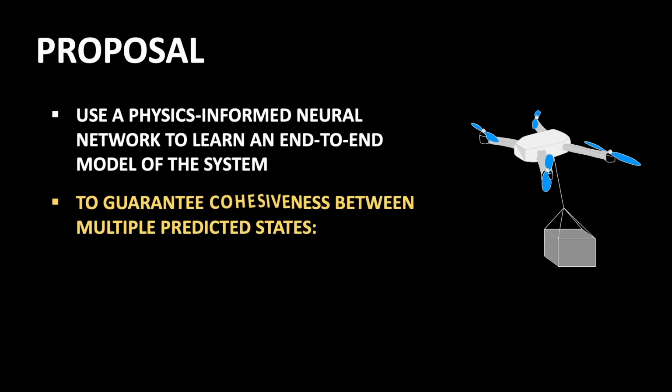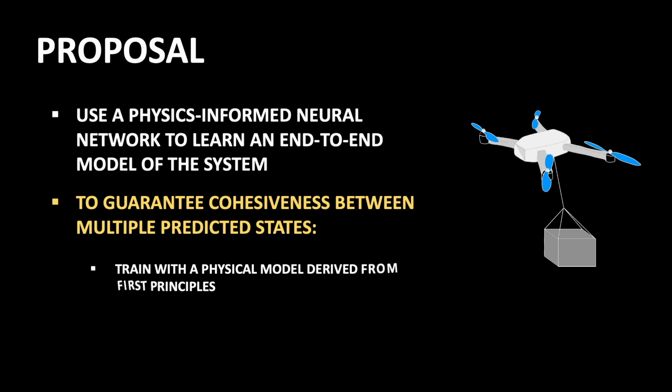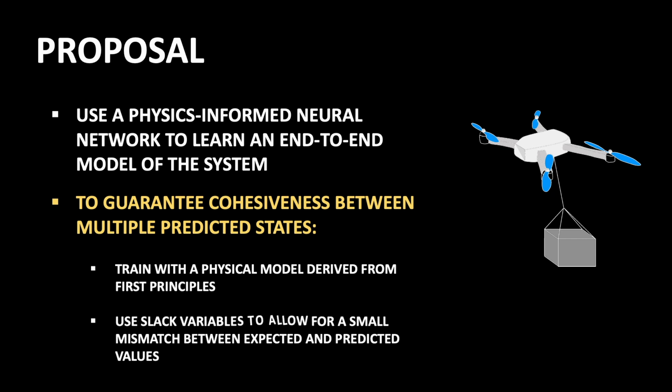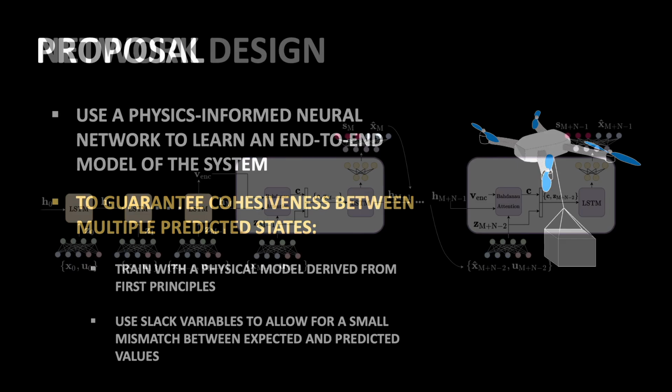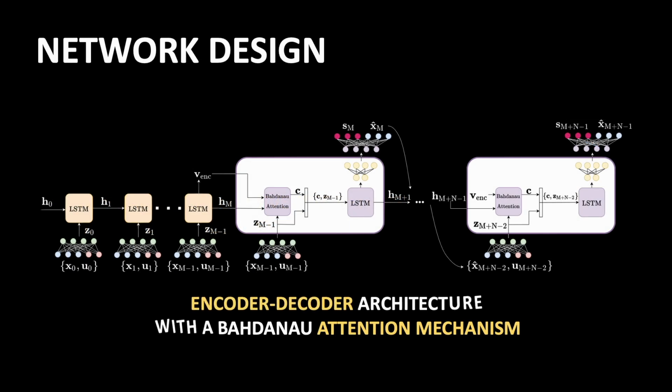To guarantee the cohesiveness between multiple predicted states, we train the network with a physical model of the system derived from first principles, and we use slack variables to allow for a small mismatch between expected and predicted values. The proposed neural network has an LSTM encoder-decoder architecture with an attention mechanism. The network receives a temporal history of M system states and control inputs and recursively generates predictions of the system state in the following n time steps.